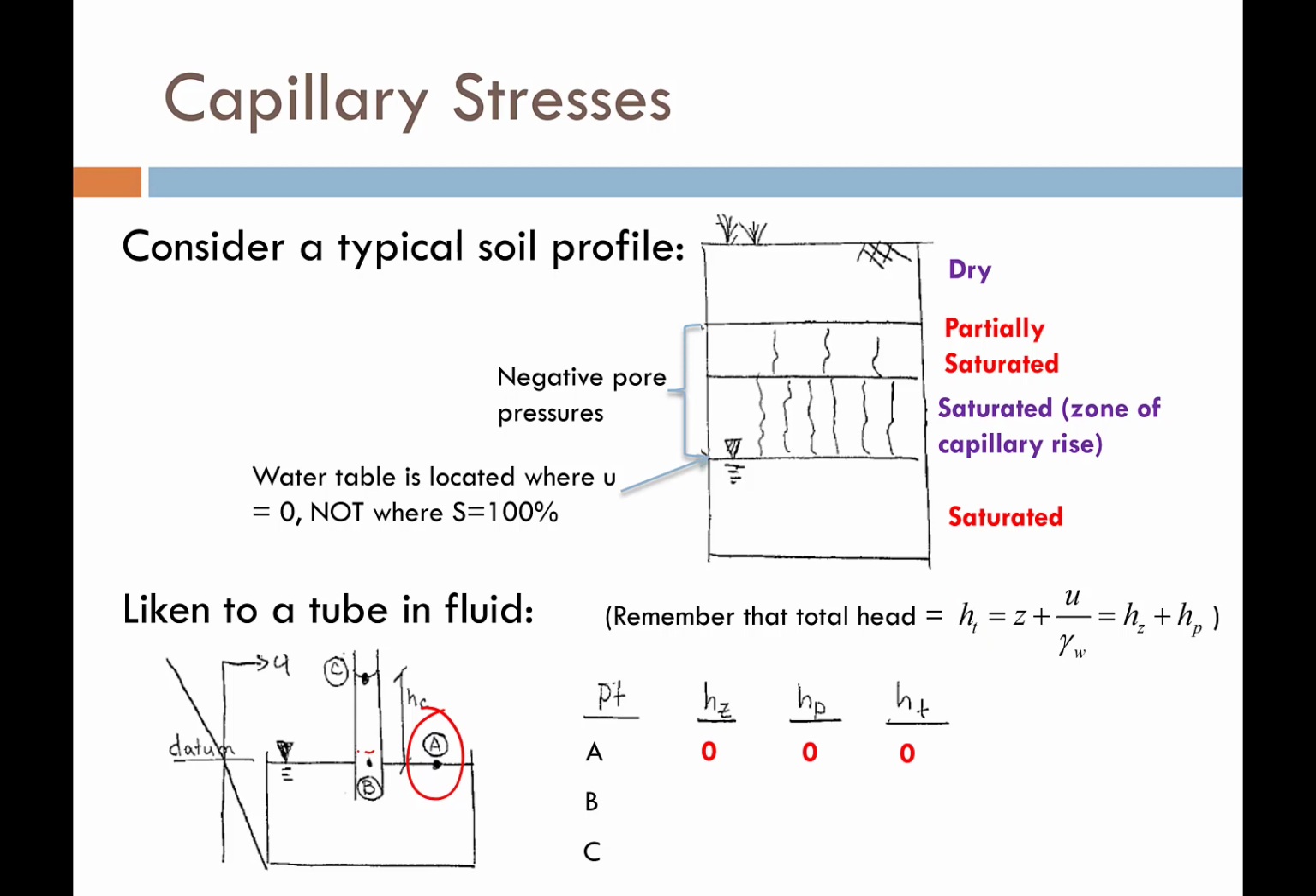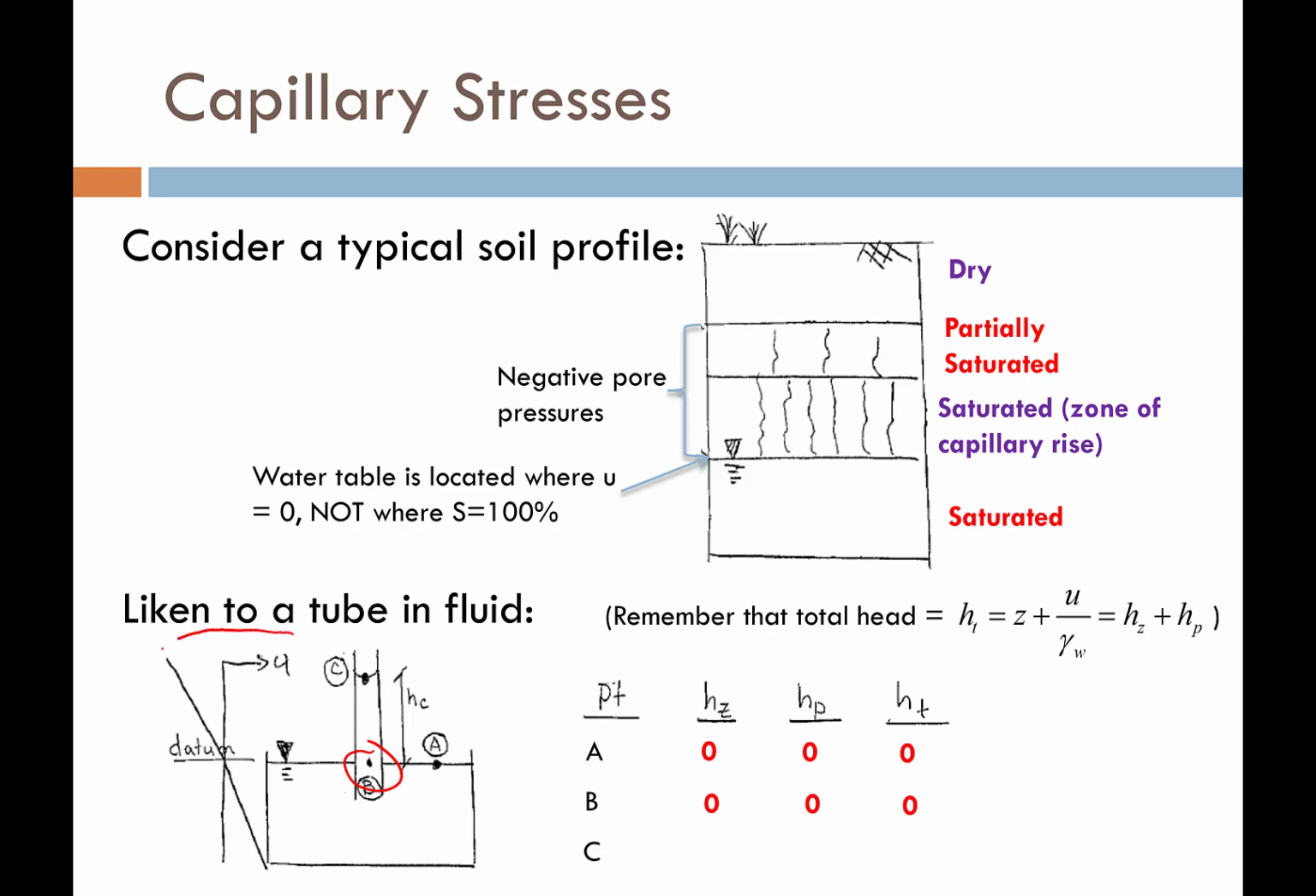Now here's something that's interesting. I have point B right here. Okay, point B. Now point B is at the elevation of the water surface, but it's inside my capillary tube. So my elevation head, it's still right on top of the datum, so that means that elevation head is equal to 0. But interestingly enough, the pressure head right there is also equal to 0.